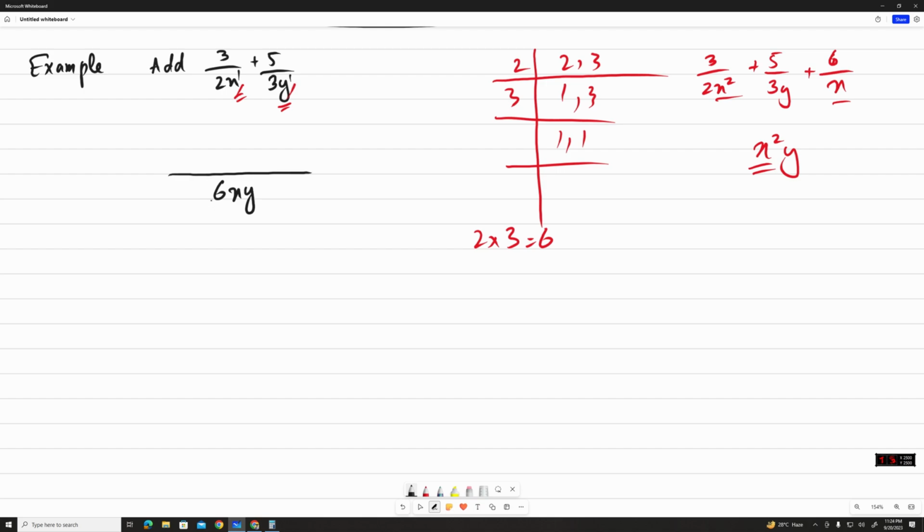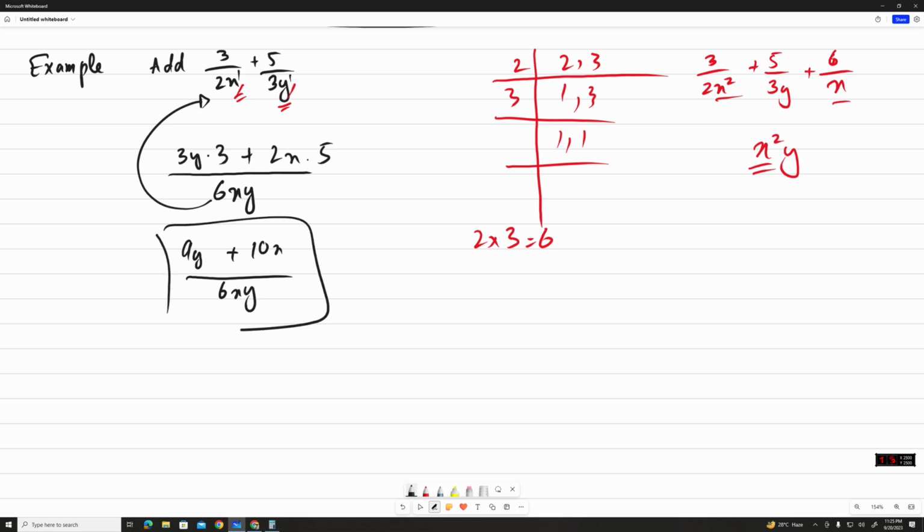So what happens if I divide by 2x? x is going to cancel, it's going to be 3, so 3y into 3 plus 2x into 5. Right? So it's going to be 9y plus 10x divided by 6xy, and this is our answer, ladies and gentlemen.